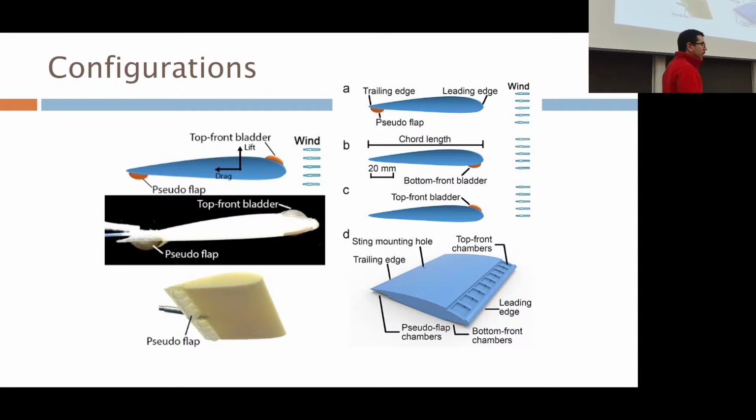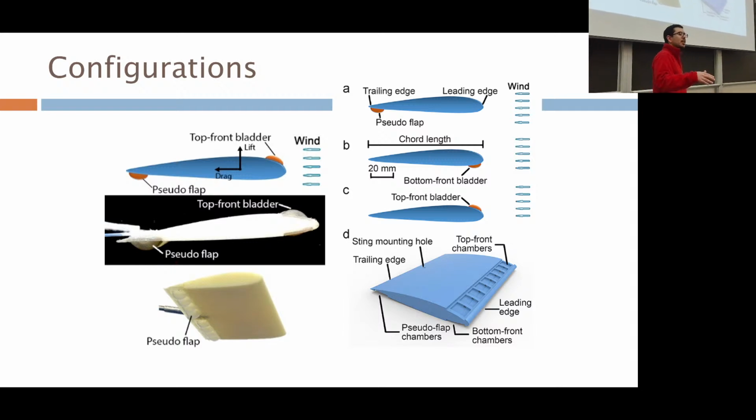So what do we expect? We expect that, okay, maybe we can change lift. We can get more lift. And you might have some increase in drag, okay? But this is also dependent on the velocity of the air coming by.